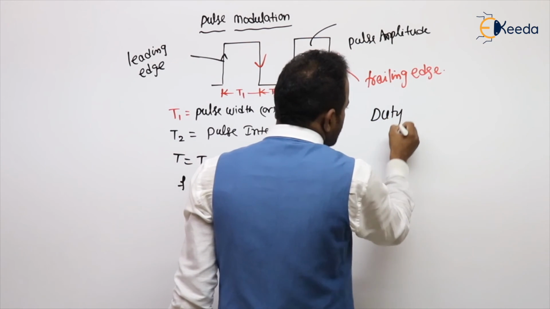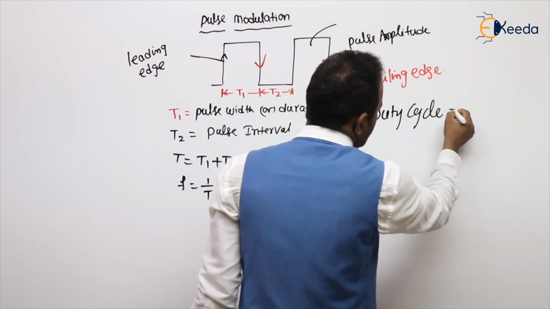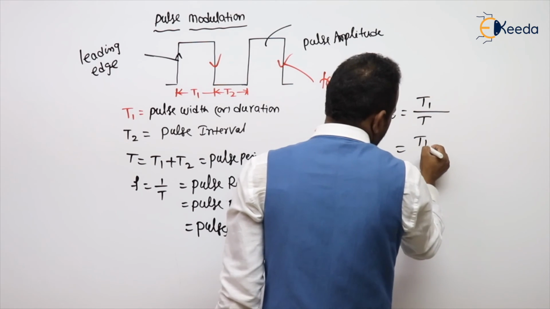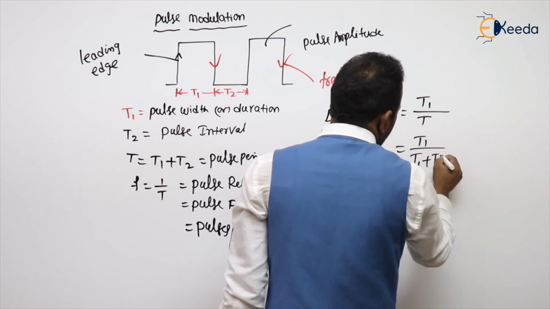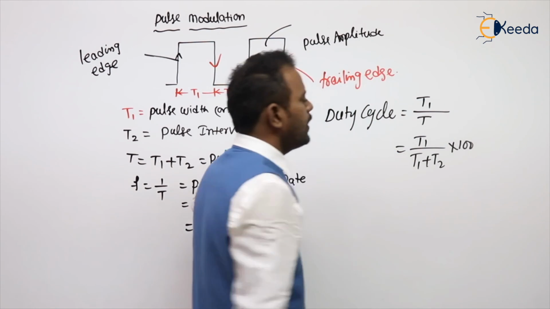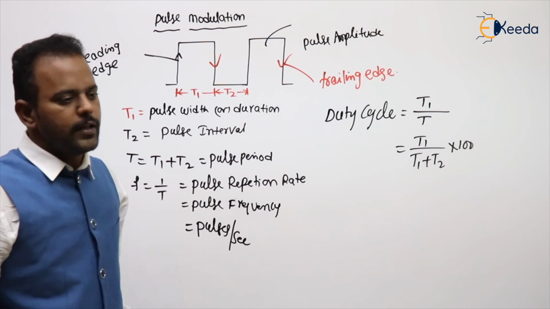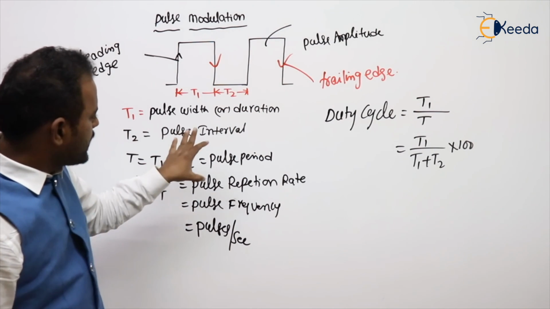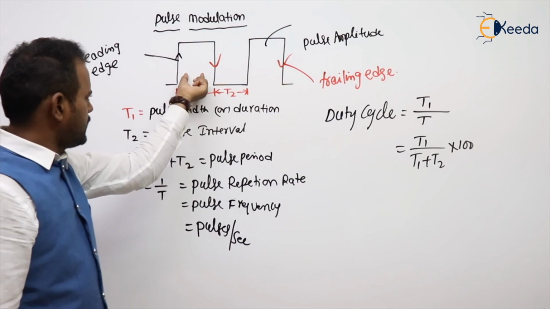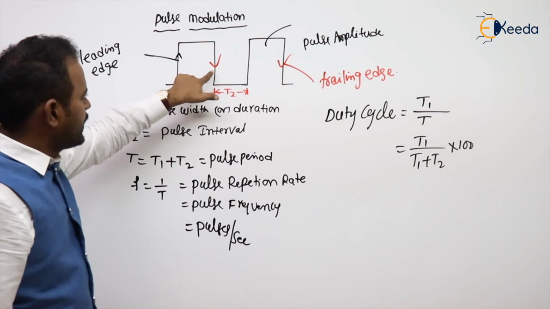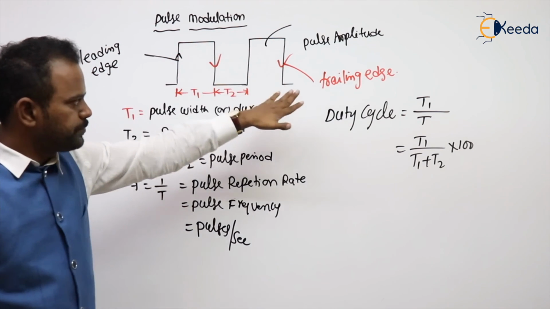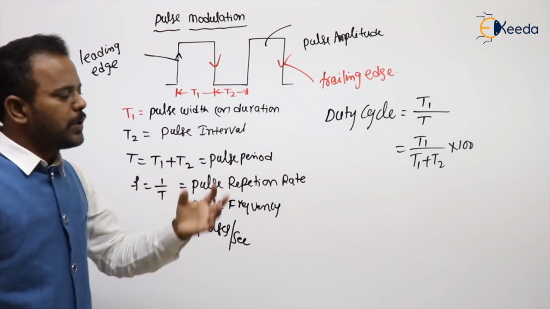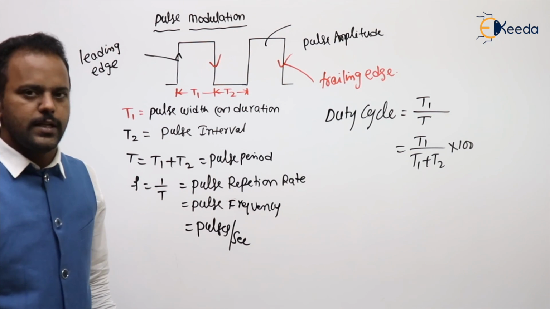What is the duty cycle? Duty cycle is T1 by T, that is T1 by T1 plus T2, and if you want a percentage, multiply by 100. So pulse duration divided by the total pulse period is called duty cycle. So try to remember these basic points: pulse width, pulse interval, leading edge, trailing edge, pulse amplitude, and duty cycle. Clear? Now we are going to discuss each and every modulation scheme.